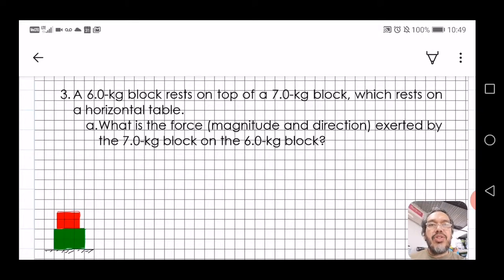A 6.0 kilogram block rests on top of a 7.0 kilogram block which rests on a horizontal table. What is the force, magnitude, and direction exerted by the 7 kilogram block on the 6 kilogram block?